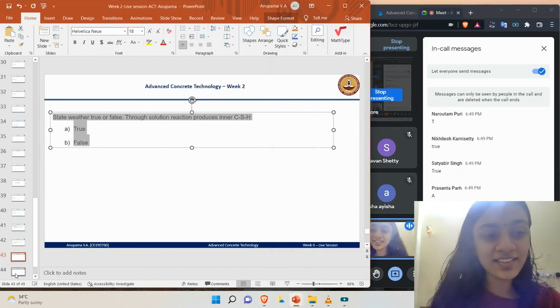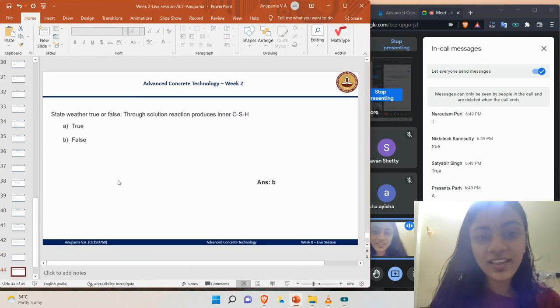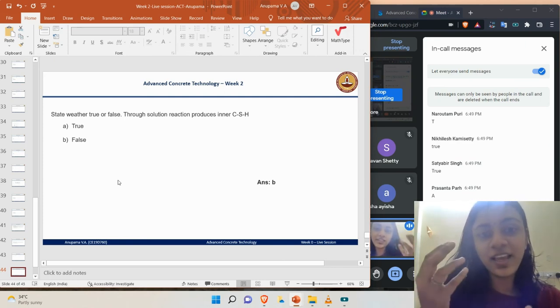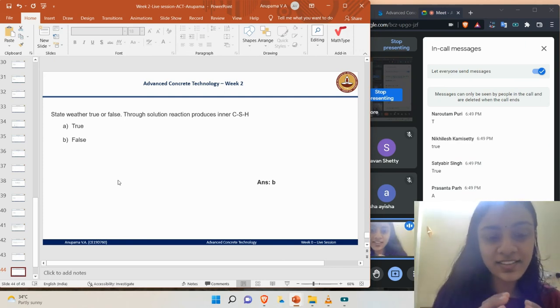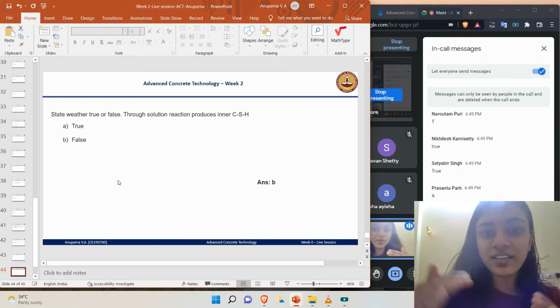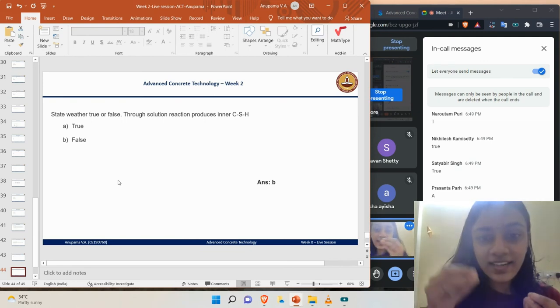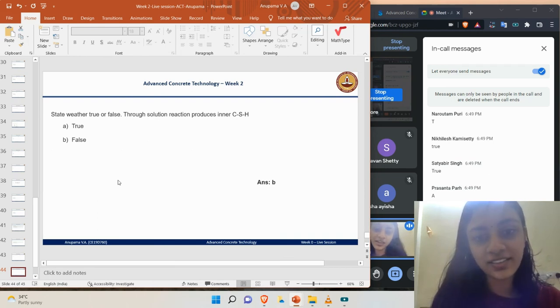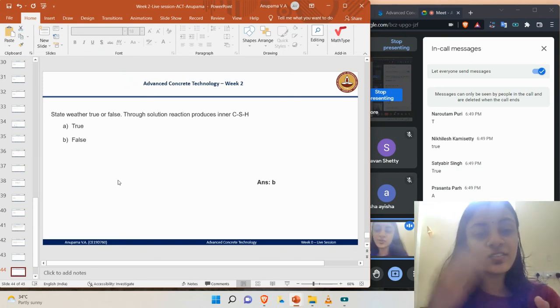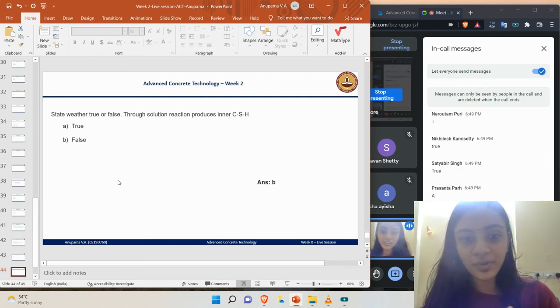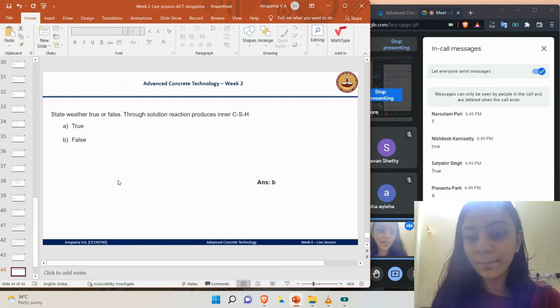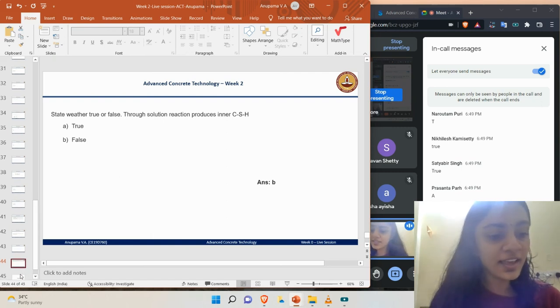So the correct answer is false because initially when the cement hydration happens, there will be outer CSH formation, that is through solution reaction. There will be a dissolution and then forms the outer CSH. Then the barrier forms, then the water has to penetrate through it and the inner CSH forms as a result of in situ reaction, or in the cement grain, that is in situ reaction. So as Shrish rightly told, through solution reaction produces outer CSH, in situ reaction produces inner CSH. Okay, so that's all the questions I have for today.